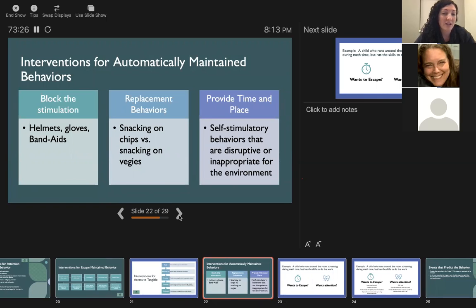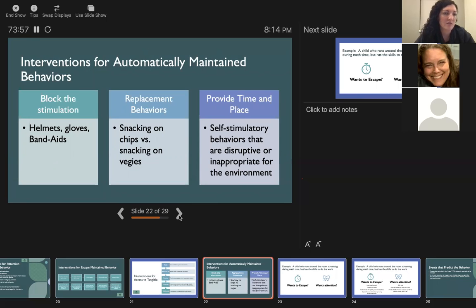Interventions for automatically maintained behavior. We can block the sensation. The hair twirling example I described earlier, they used gloves that the child wore, and then they slowly faded the gloves by removing parts of them. And the student eventually stopped hair twirling, and her hair grew back and there were no more knots.